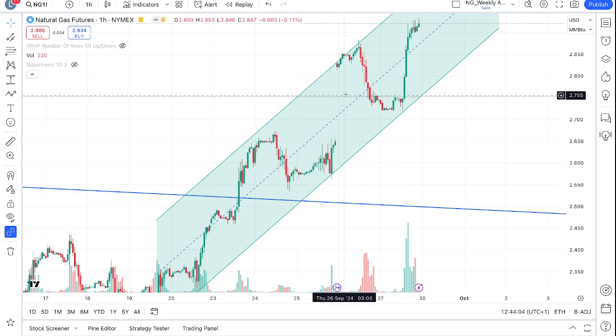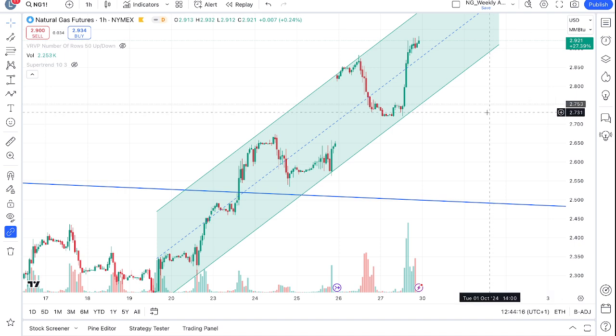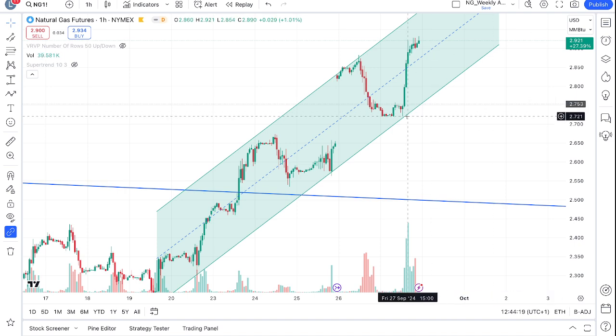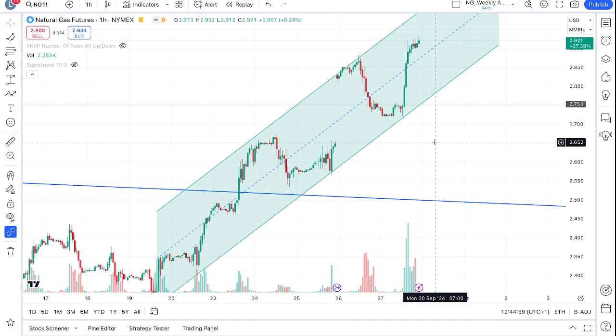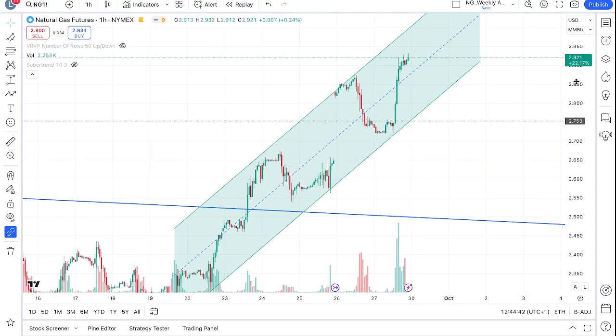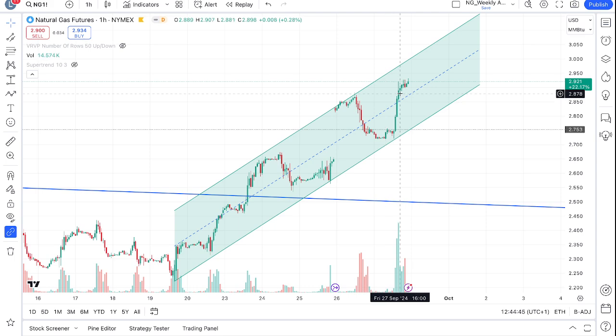Because we are on the hourly, this is a sort of intraday trend reversal pattern, and thereon we have seen a very aggressive move on Friday, I guess. You can see the market moving from 2.72 to roughly 2.92, which is roughly 200 pips. That's a good move in a day. So clearly a bullish sentiment at the moment on natural gas on an hourly time frame, as long as prices are moving in this ascending channel.